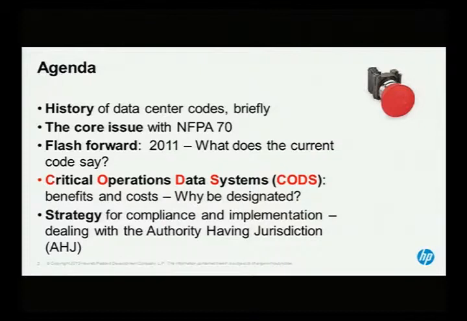So we're going to talk a little bit about the history of data centers, the core issue with NFPA 70. We're going to flash forward a little bit to the current codes. We're going to talk about critical operations data center systems, okay, which is a new designation under the code. And then your strategy for dealing with AHJs, those people who really can pull a rug out from underneath you or they could pat you on the back.